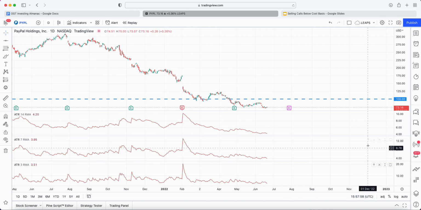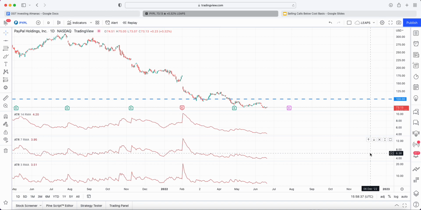So you can see, if I take my mouse away from the chart, the 14 ATR is sitting at $4.20. What that means is that PayPal, on average, moves up or down by $4.20 every single day, right? Up or down. It doesn't tell you the direction, it just measures the volatility. Over the last 14 days, on average, PayPal has moved $4.20 per day. Over the last 7 days, it's $3.95, and over the last 3 days, it's $3.51.